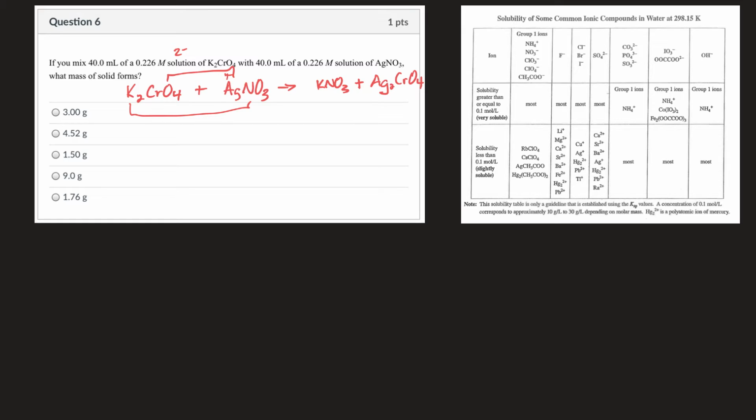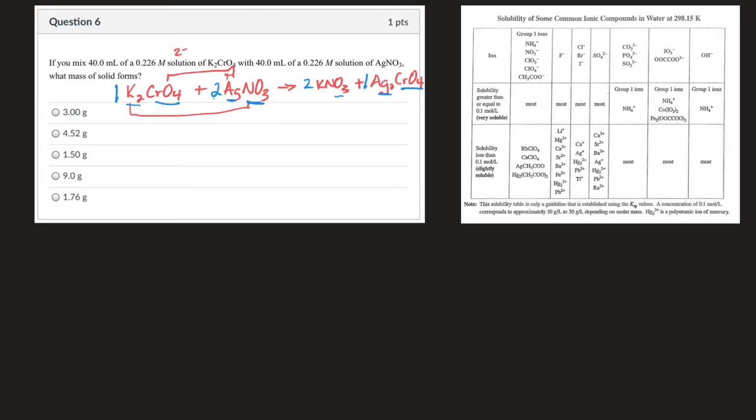Okay, so now let's balance. There are 2 potassiums here, so I'll put a 2 for potassium, but that gives us 2 nitrates, so I'll put a 2 here to give me my 2 nitrates, but that also gives me 2 silvers, which I have already, and 1 chromate, balanced. So 1 to 2 to 2 to 1.